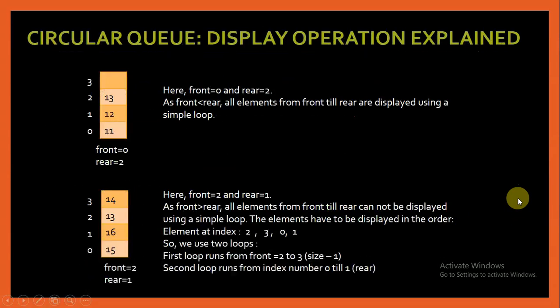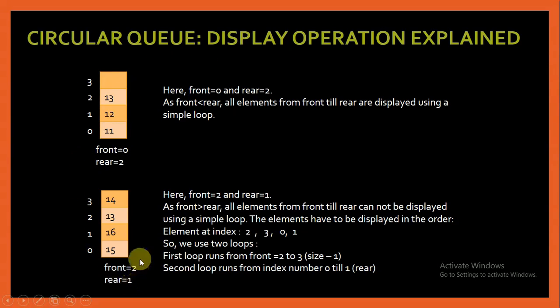Like this it will happen. Let us understand it more closely. So let us look at both the cases. Now in the first case, you can see my front is 0. This is my front and this is my rear. Rear is 2. If this is the case, we simply apply a for loop and initialize the control variable I of the for loop by front, go till rear and increment I by 1. Simply display like this. 11 is displayed first, then 12 and then 13.